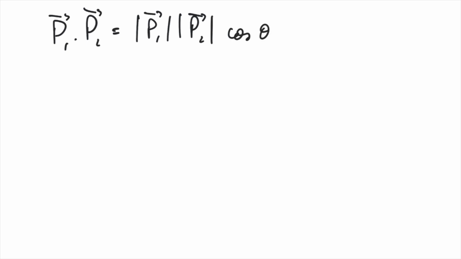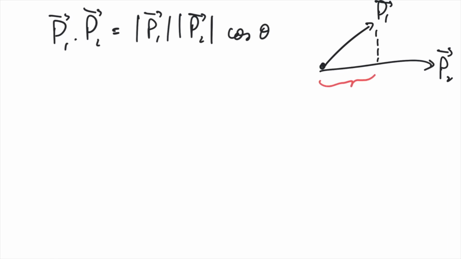And visually, if you have P1, P2, then the scalar product is giving you this length. So the projection of P1 over P2, or the other way around.